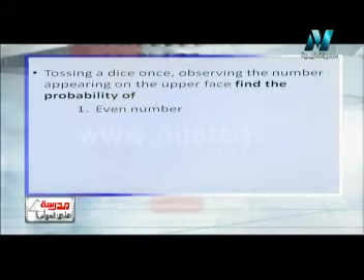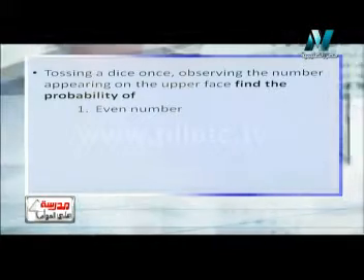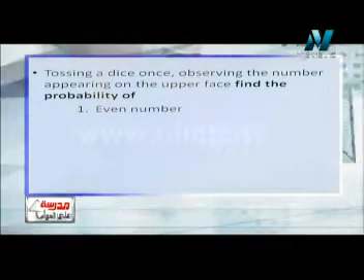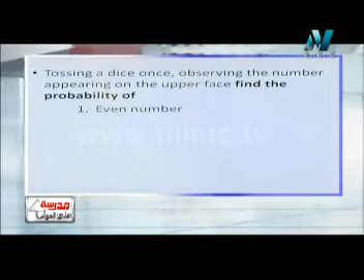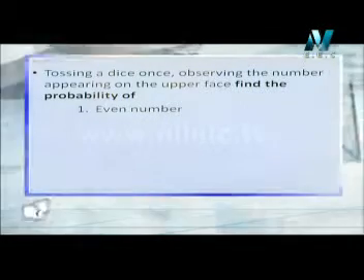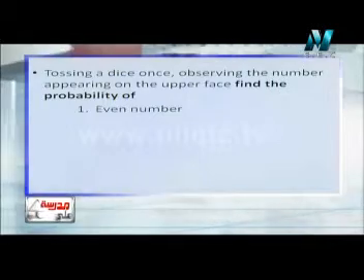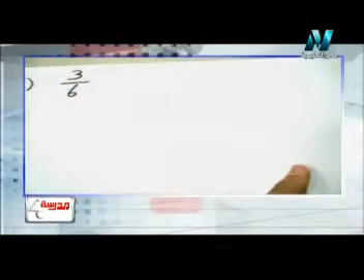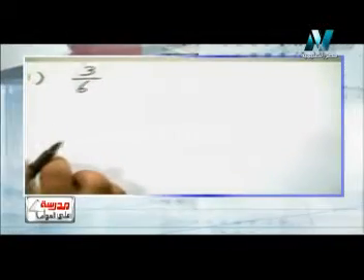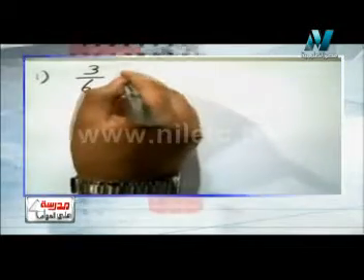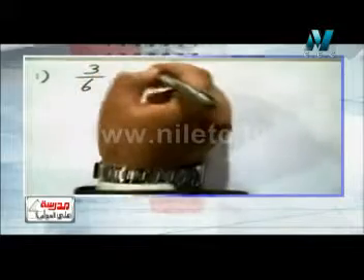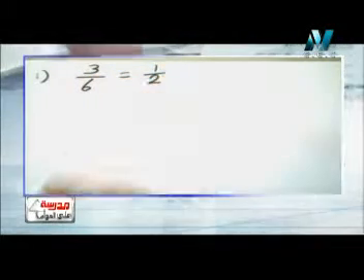Question 1, even number. How many even numbers on a die? The even numbers on a die are 3 numbers: 2, 4, and 6. Then the result will be 3 over 6. We can put it in the simplest form: 3 over 6 equals 1 over 2.